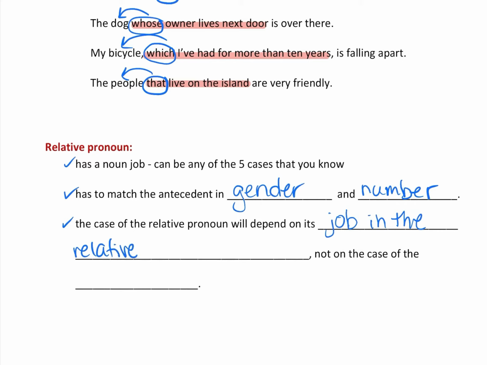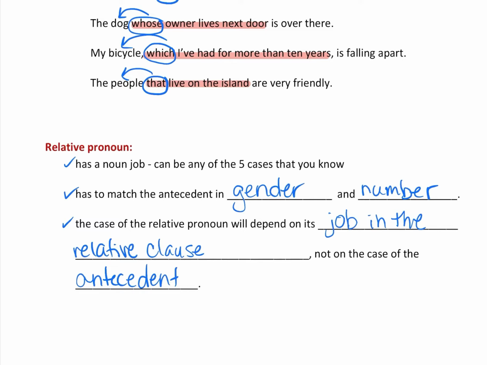I will show you how to find out what its job is in just a second. We're going to do lots of practice. It does not depend on the case of the antecedent. Sometimes they will be the same. Lots of times they won't be the same. The case won't be the same.